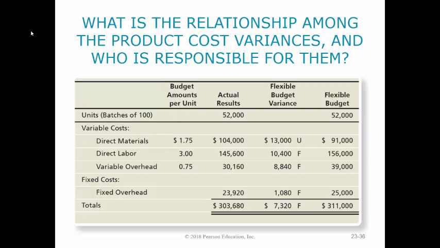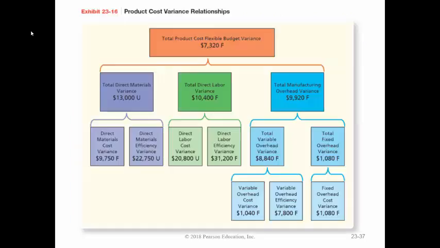So one cost component was a lot more, but the other three saved the company enough money that their actual amount of costs in the long run were less than they thought they would be at that level of production set forth by their flex budget. And here is the breakdown in chart form.